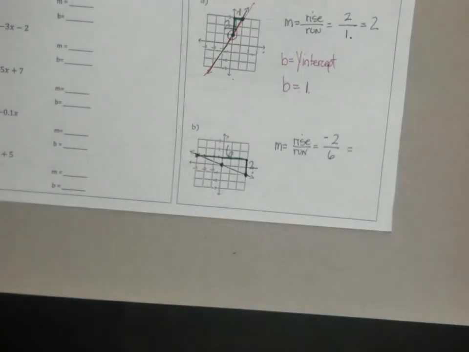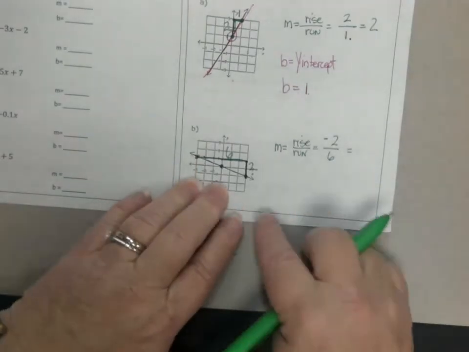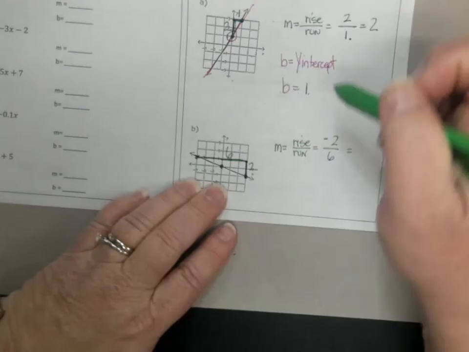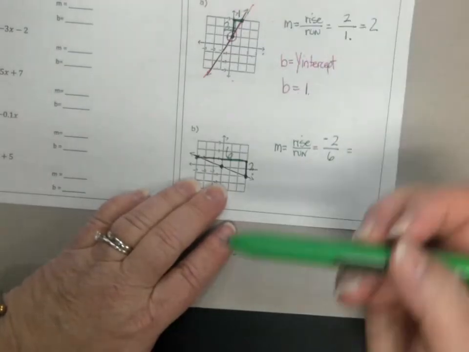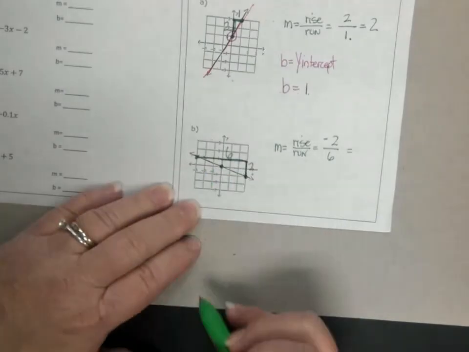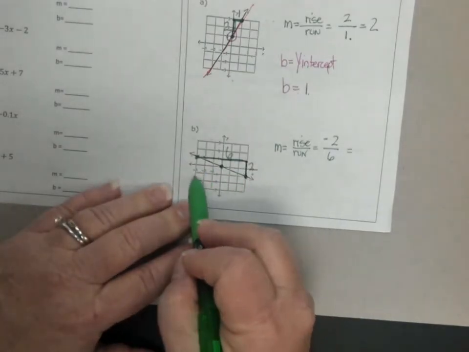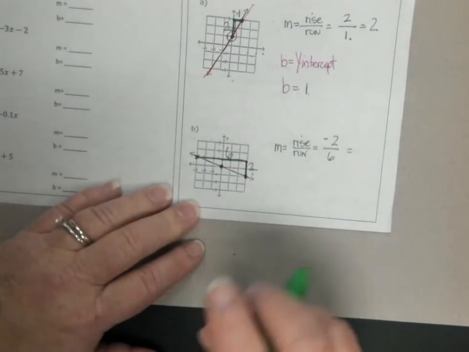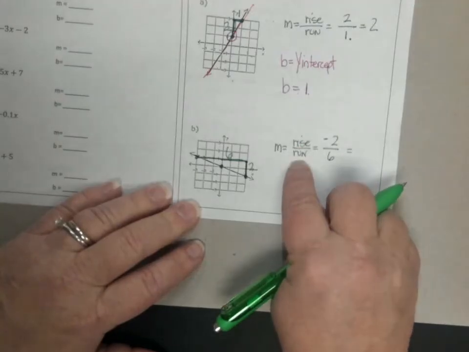And if you go left, it's going to be negative. If you go across to the right, it's going to be positive. Please don't draw this way, okay? Because then you're going to want to count across first. And remember, it says rise over run.